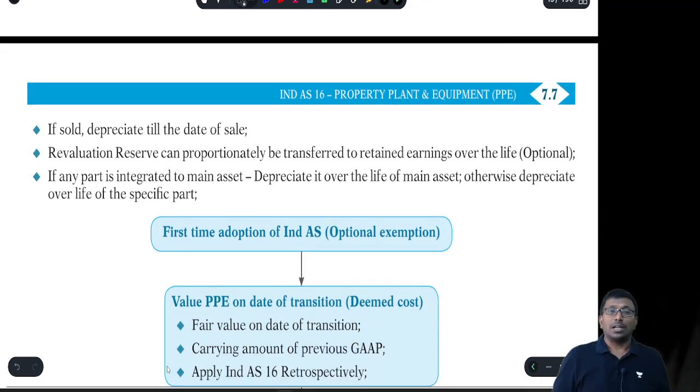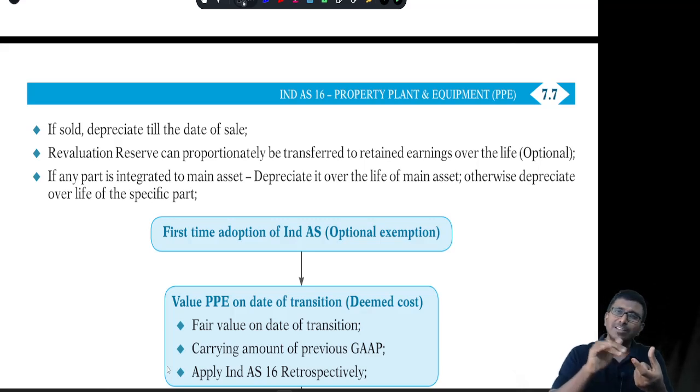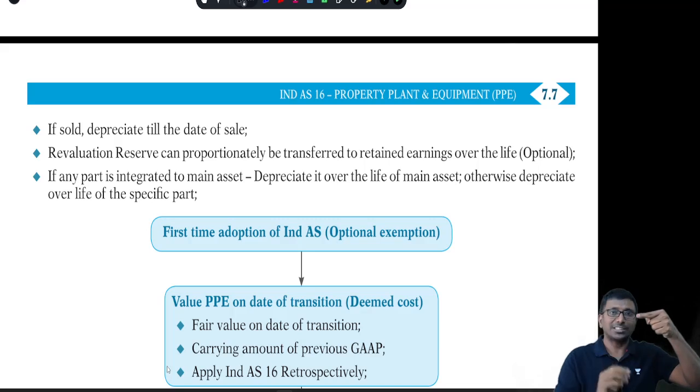Next, revaluation reserve. With respect to depreciation, the depreciation expenditure should always be charged to P&L. You should not adjust it with capital reserve or revaluation reserve at any cost. But you have an optional accounting: the excess depreciation which takes place every year because of the revaluation can be transferred from revaluation reserve to retained earnings every year.